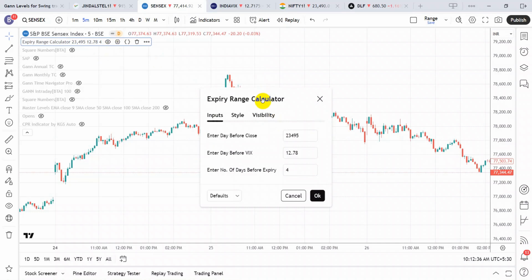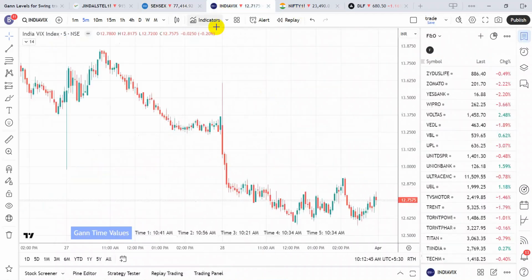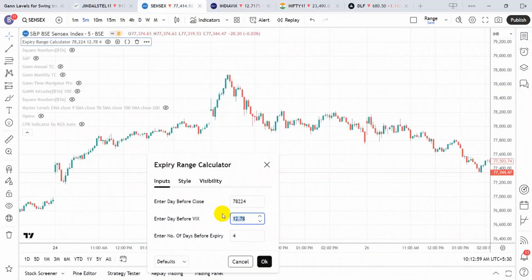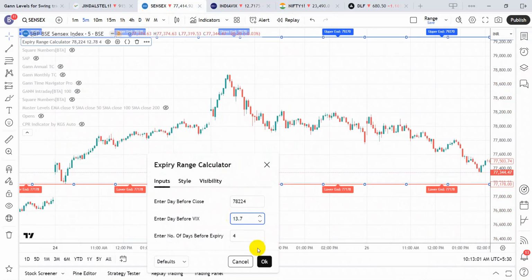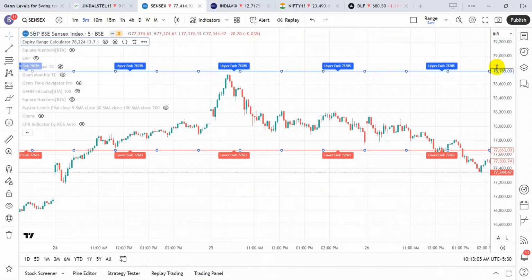Again we go here. What is the open price of Sensex? 78,224. And the VIX on the 25th, let's quickly go and find out. Go to the daily chart. On the 25th the VIX was at 13.7. So again I go here and put the value 13.7. I want to find the range for that particular day, just 1. Click OK, and you got the range.